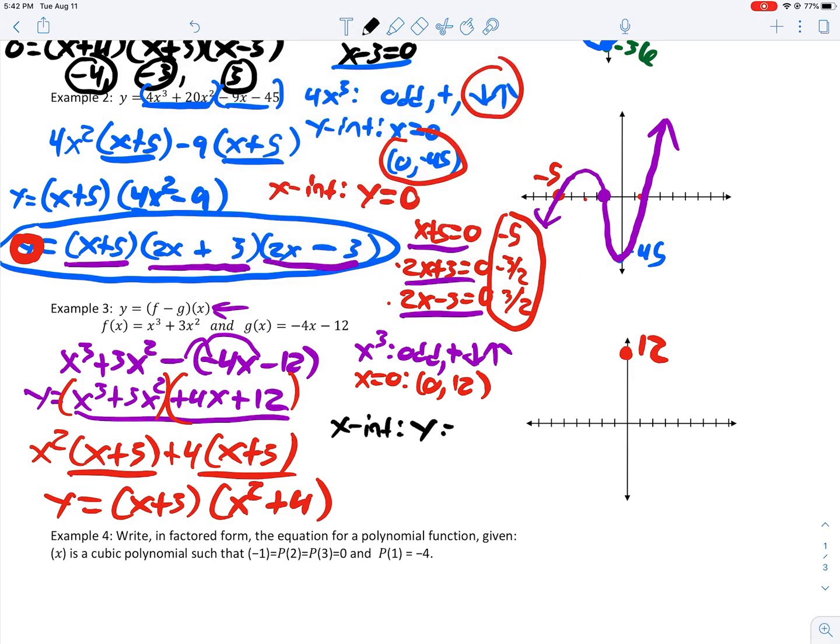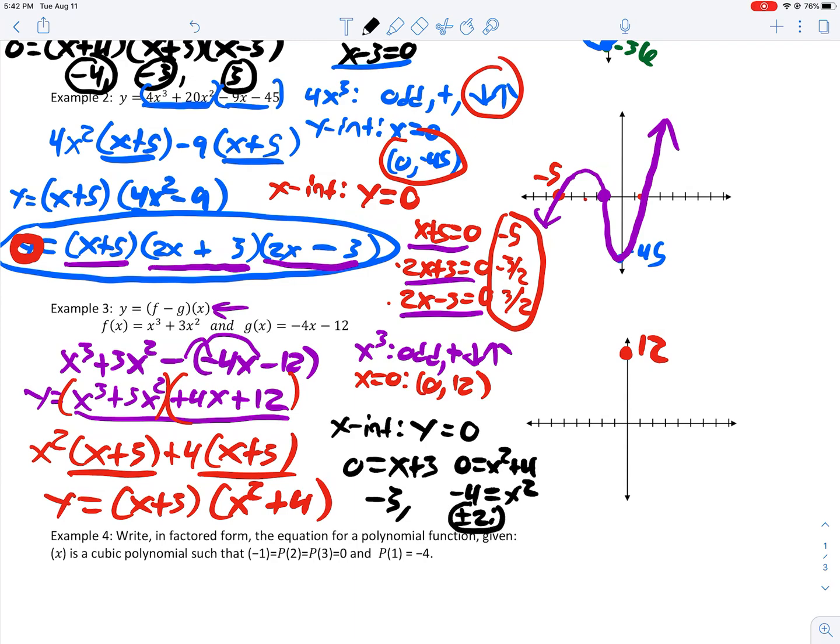So to find my x-intercepts, y is going to be 0. So 0 equals x plus 3. 0 equals x squared plus 4. So x is negative 3. Now here's the tricky part with this one. 0 equals x squared plus 4. You're going to get imaginary solutions. So this would be plus or minus 2i.